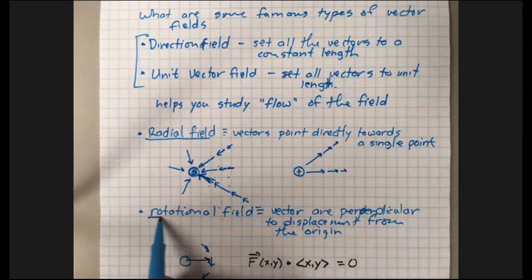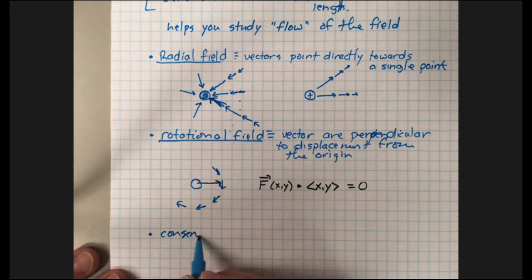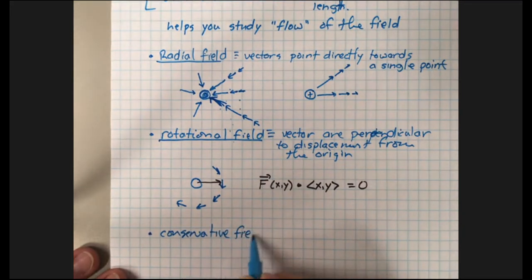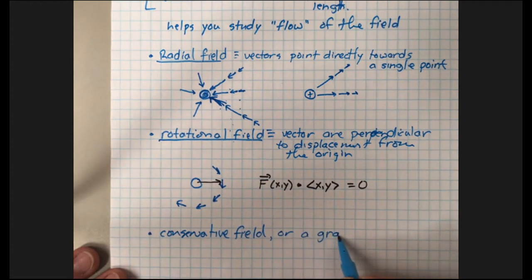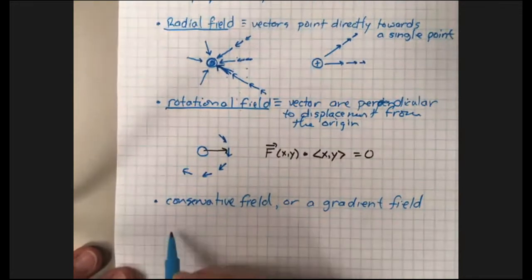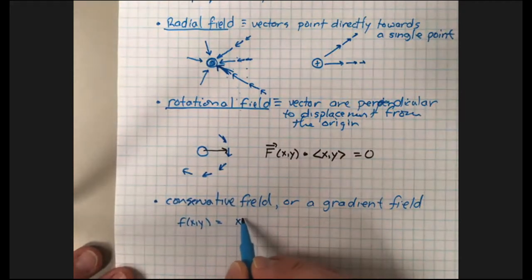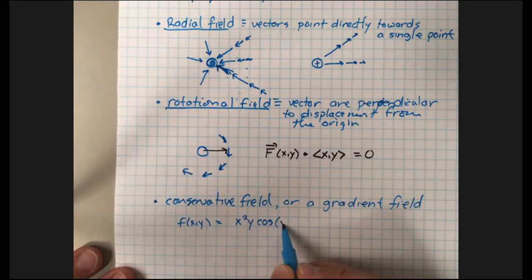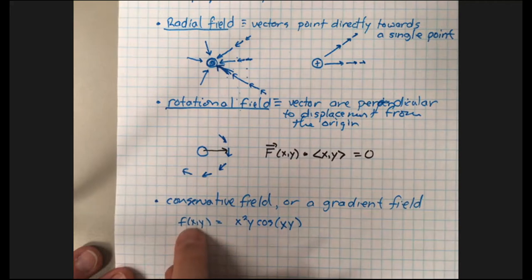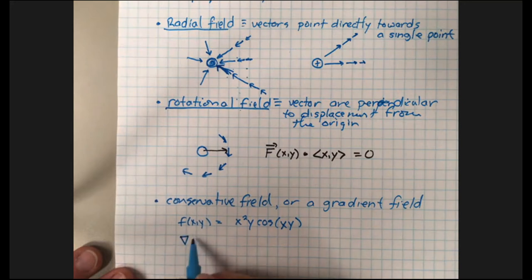Okay, one more really, really important field is a conservative field, or sometimes called a gradient field. Do you remember your old friend, the gradient? If f of x and y is, I don't know, x squared y cosine xy, this is a function of two variables. But its gradient is properly a field.